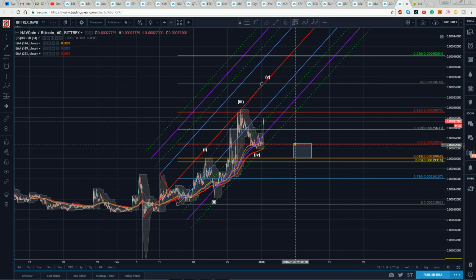As I said, there are times when forcing an Elliott count doesn't really offer you much benefit, but we do see it starting to shape up here. So that's all I've got for that one. I'll wrap it there.